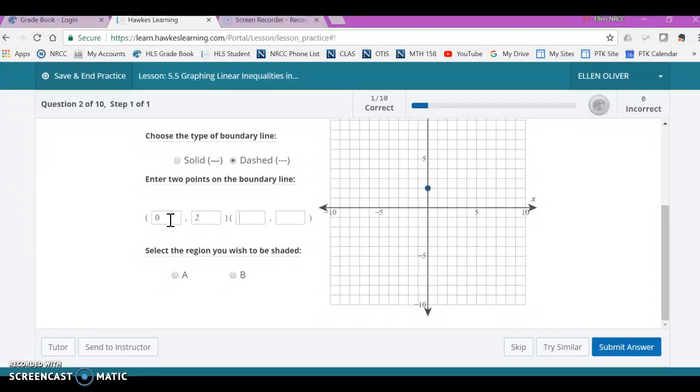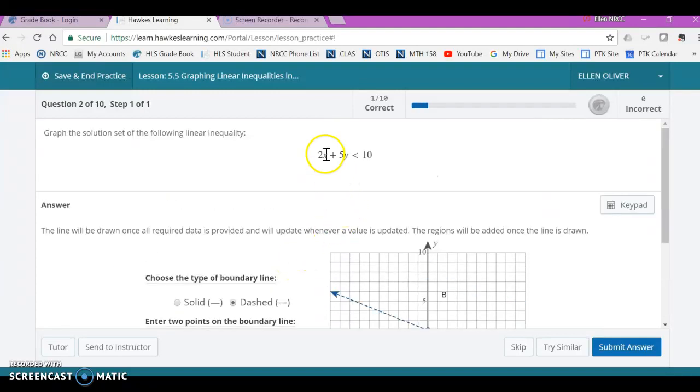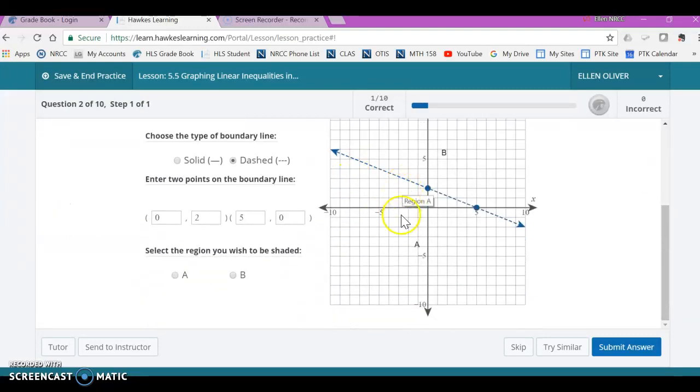0, 2, 5, 0. And now I need to decide where to shade. And of course, I've forgotten what I wrote, but I subtracted 2x from both sides, and I divided by 5. So my inequality symbol stayed pointing to the left. So it's y is less than. Where is y less than that line? Down below it, which is side A on this graph.